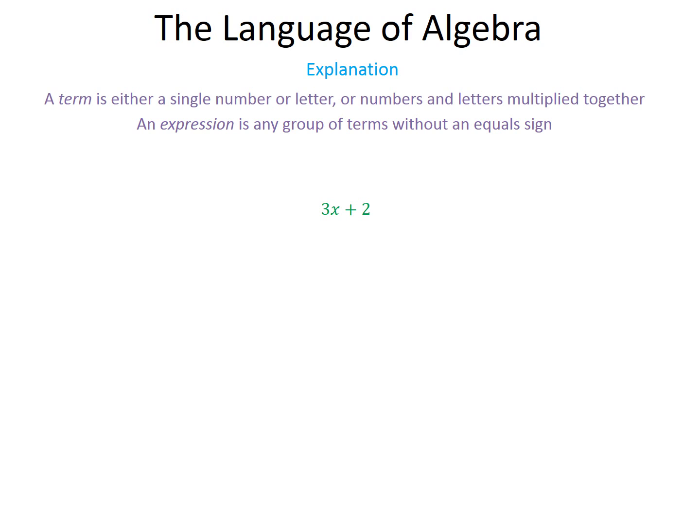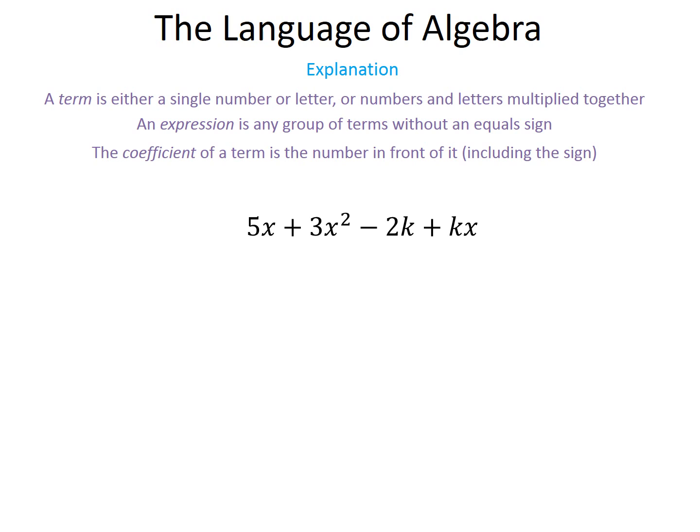So 3x plus 2 is an expression because it doesn't have an equal sign. If it has an equal sign, we call it an equation. So these are all expressions, mainly because none of them have got an equal sign in them. The next one is a coefficient, and this is the number that is in front of a term, including the sign. So if we take a look at this expression here, there's 4 terms there, 1, 2, 3, 4, all separated by the plus or minus signs.